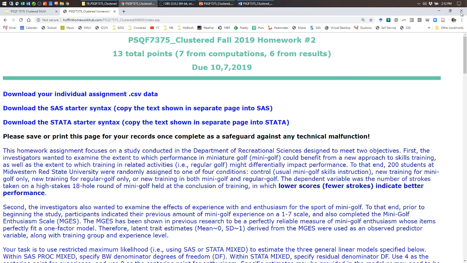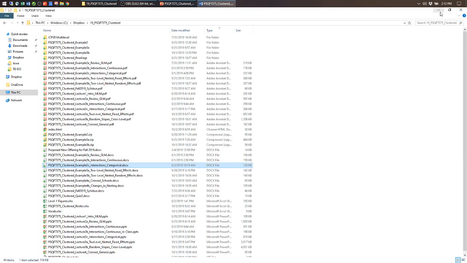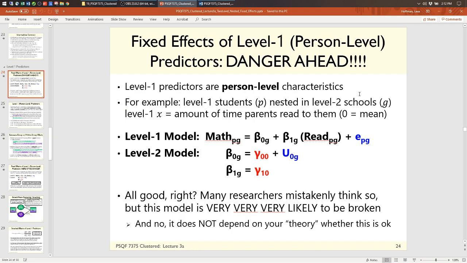All right, then I will shut this down and we'll go back to the main story here. So let's do a little bit of review. I started with this slide last time, level 1 predictors, and I have a caveat here that this is likely to be very, very, very wrong. Why am I so emphatic that this is going to be wrong?